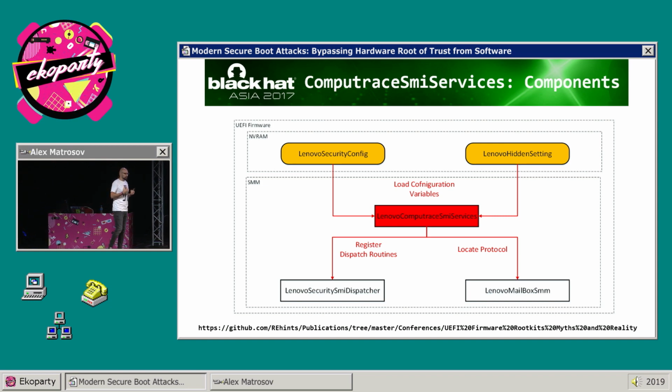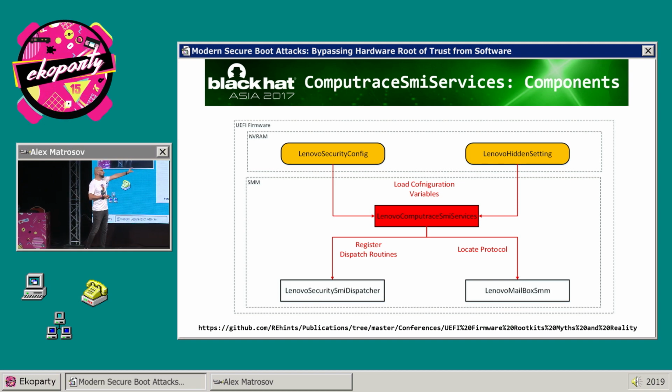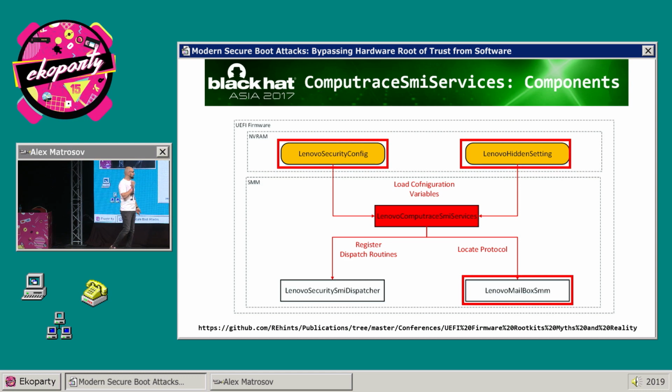Let's talk a bit about the architecture of Computrace. So we have the Lenovo security config and Lenovo hidden setting, which, as I mentioned, are both configuration storages that do not communicate with each other, but are depended on by the Lenovo Computrace services. And Computrace services actually use the Lenovo security SMI dispatcher and Lenovo mailbox to orchestrate activation, deactivation, and activity.